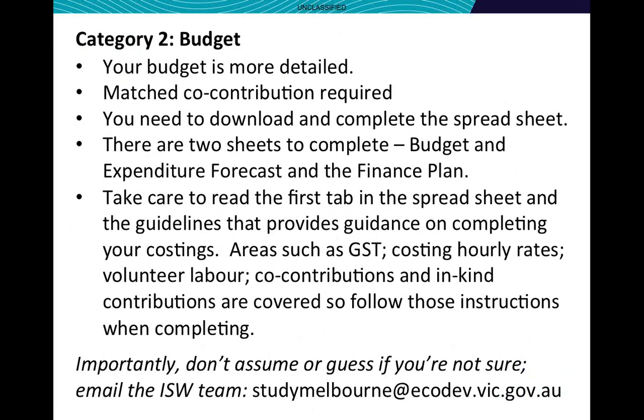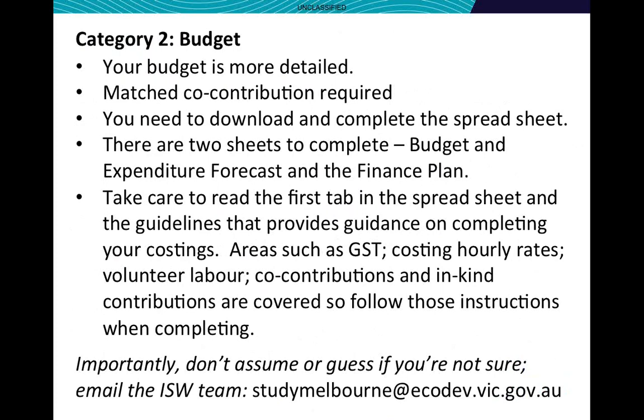It's really important that you also read the first tab in the spreadsheet and the guidelines that provides guidance on completing your costings. And remember, there is a matched co-contribution requirement. So make sure that you do meet that minimum matched co-contribution requirement. In the guidelines and the spreadsheet you'll find information that is going to help you in completing the costings on areas including GST, hourly rates, volunteer labour, co-contributions and in-kind contribution.